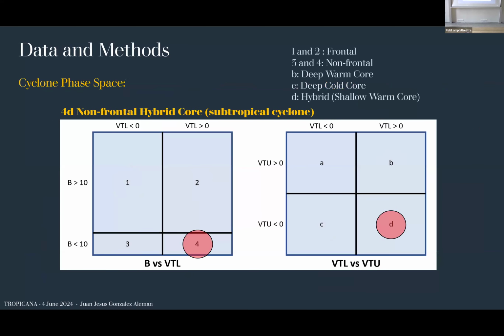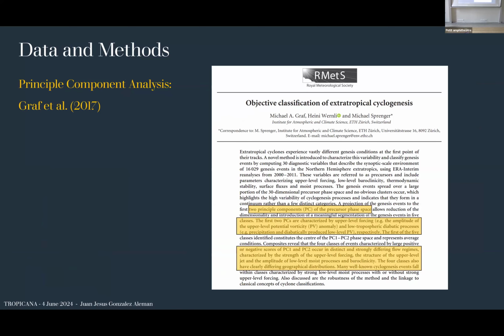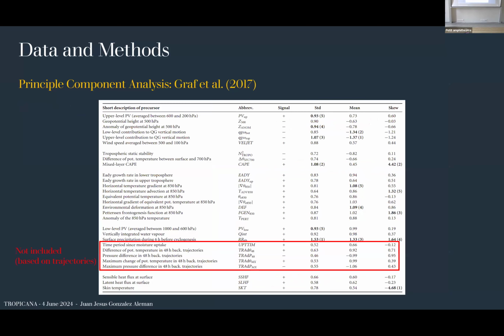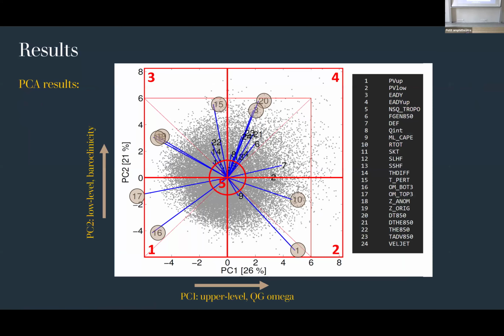Well, I'm going to skip. The main idea of this work is to use this paper, where they do an objective classification of tropical cyclones based on different parameters. Our aim is to take these parameters to build a more complementary cyclone phase space that can explain why the cyclone is going to this part of the cyclone phase space and what are the processes making this happen.